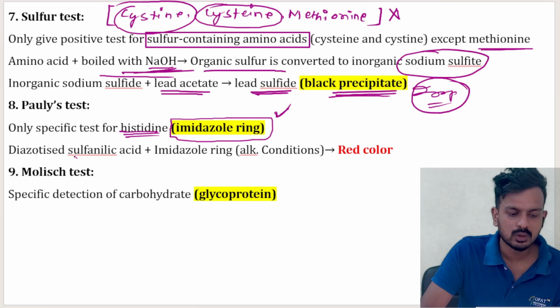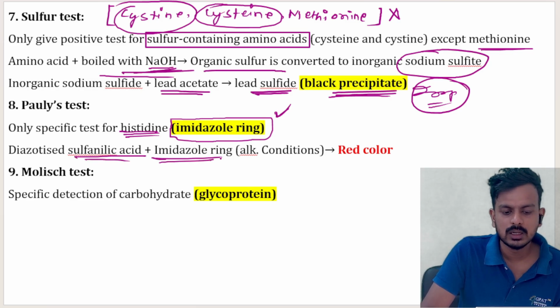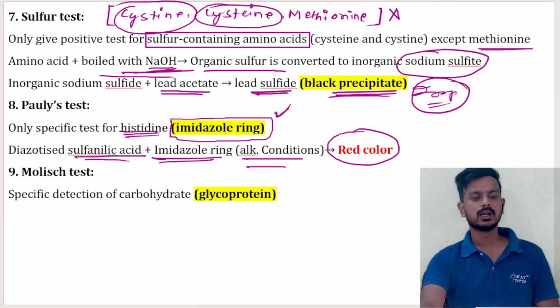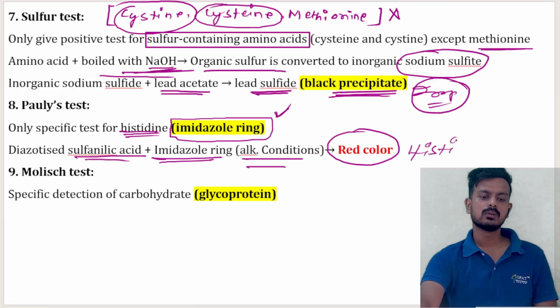When diazotized sulfanilic acid reacts with the imidazole ring under alkaline conditions, you will develop a red color, and that red color is for the detection of what? That is for the detection of the histidine amino acid. Which amino acid? Histidine.